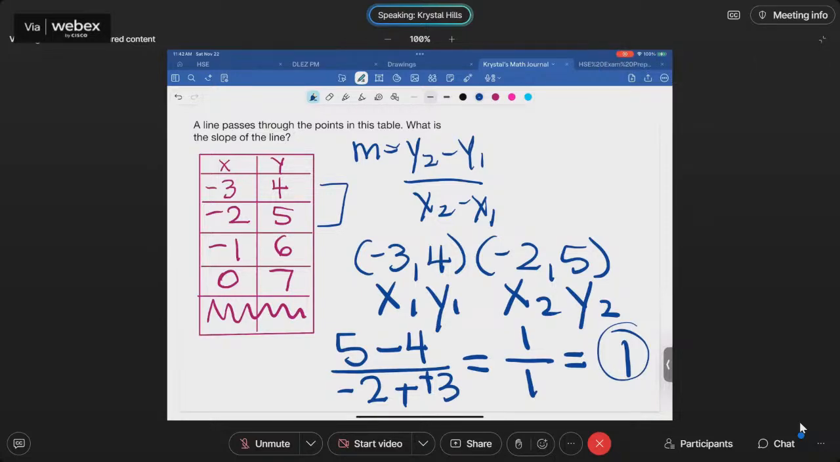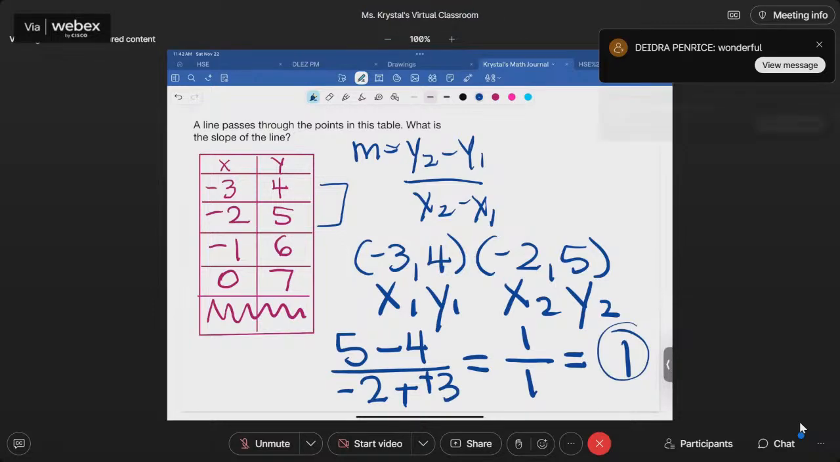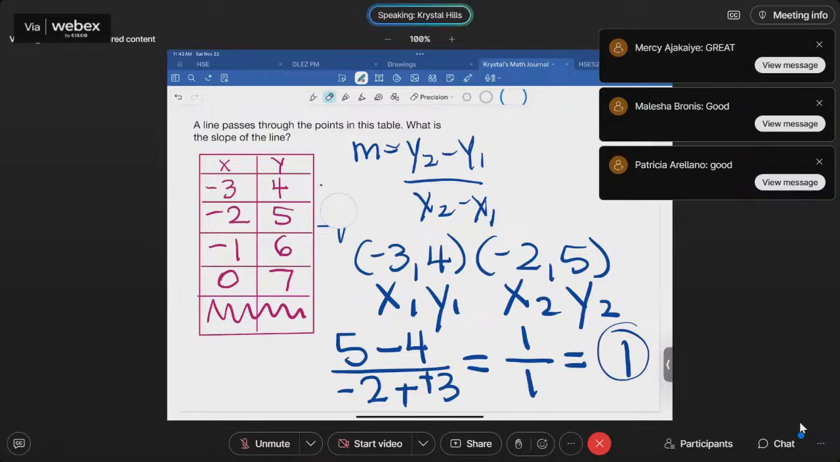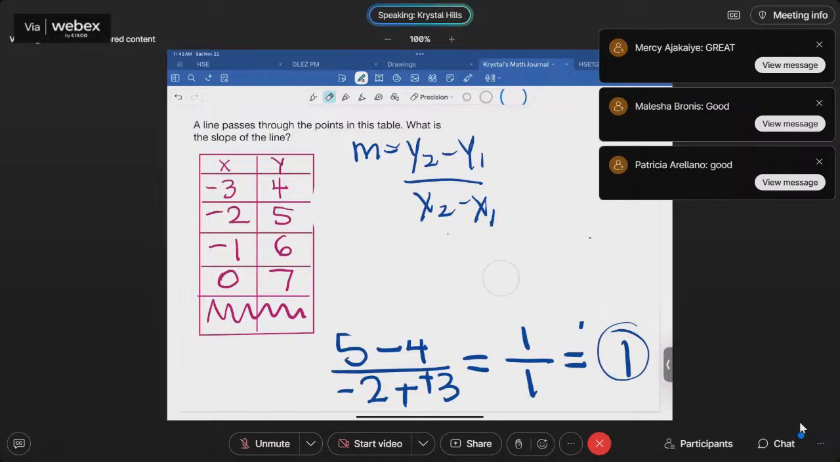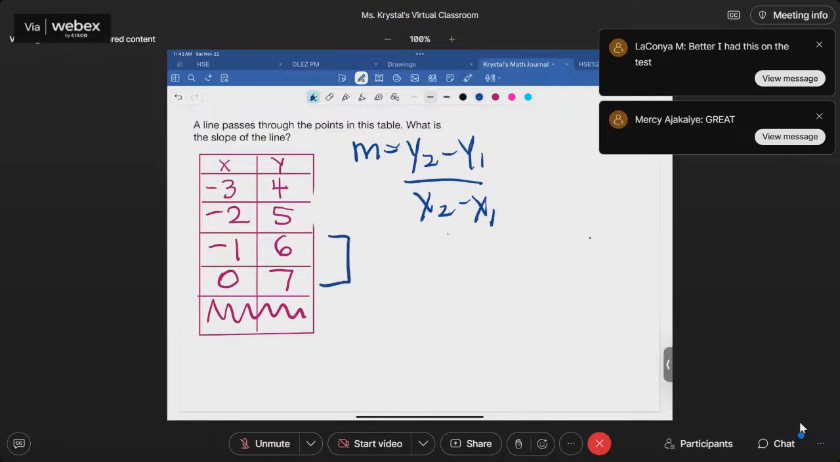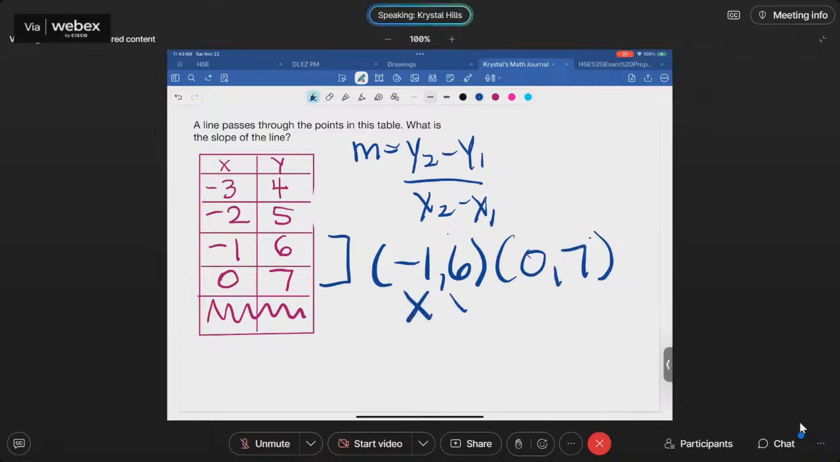How do you feel about this type of problem? Seeing it on a chart, knowing what to do. Just choose 2 and move on. Doesn't matter which 2 we do. And I want to show y'all, it does not matter which 2 you do. So watch this. Let's say we want to do these. Negative 1, 6, and 0 and 7. X, Y, X, Y. These are our 1s, these are our 2s.